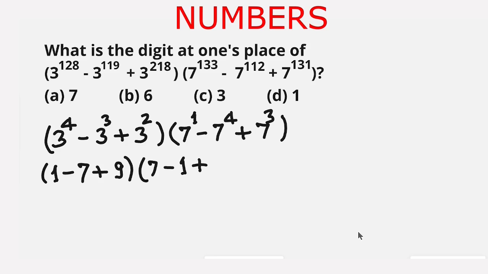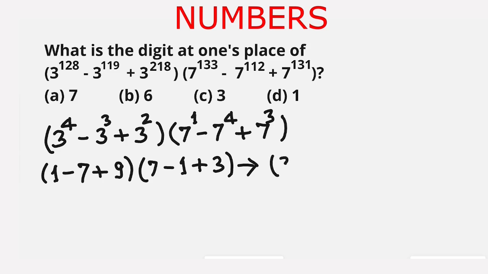And 7 to the power 3. 7 times 7 is 49, and we multiply the ones place digit of 49, which is 9, by 7 again, and 7 times 9 is 63, and the ones place digit of 63 is 3, so we write 3. This gives us 7 minus 1 plus 9. 9 plus 1 is 10. 10 minus 7 is 3.